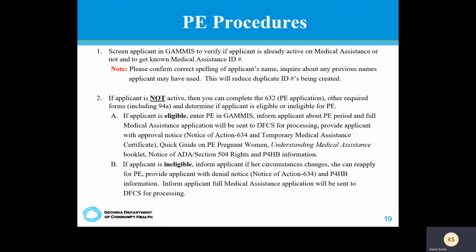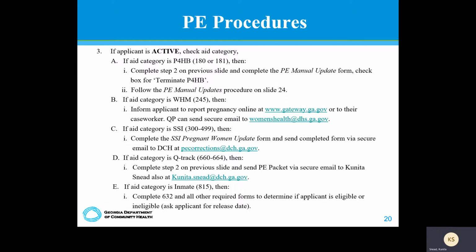If it's determined that that particular individual is ineligible, inform that person that if their circumstances change, they can come back and reapply for presumptive eligibility. You're going to provide them with written notice that they have been denied, which is the notice of action 634, the denial notice. And then you're going to provide them with the P4HB information, let them know that their full application, the full application for Medicaid, will still be sent over to DFACS for processing.